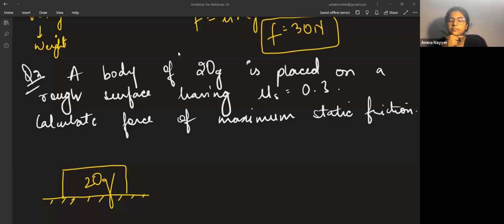Martin. Yeah, ma'am. The forces that are acting? Mu S equal to 0.3. Just tell me the name of the force, the name of the force. Or the normal force. One force that acts perpendicular to the surface, Martin.